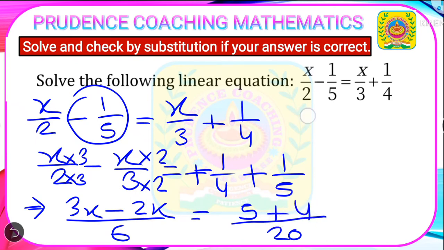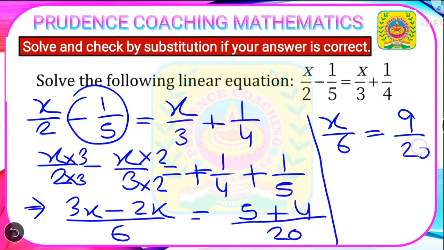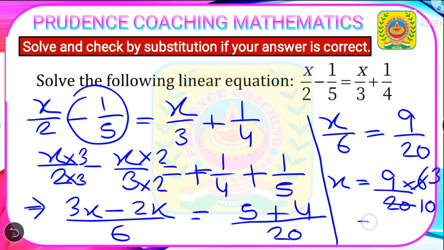So finally our answer which we will get is 3x minus 2x will be x. x by 6 will be equal to 9 by 20. Now what we need to do is keep only x on the left hand side, so it will become 9 by 20 into 6. Now we need to cancel, so here 3 2s are 6 and 10 2s are 20. So we are getting 27 by 10 as our answer. So x is 27 by 10.